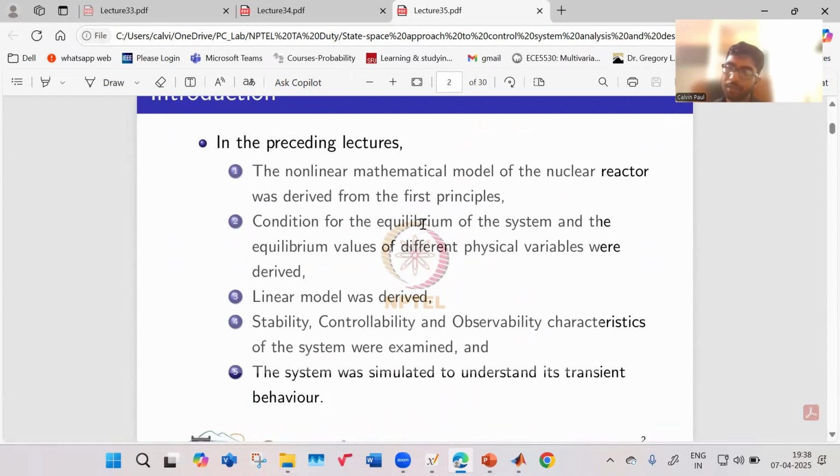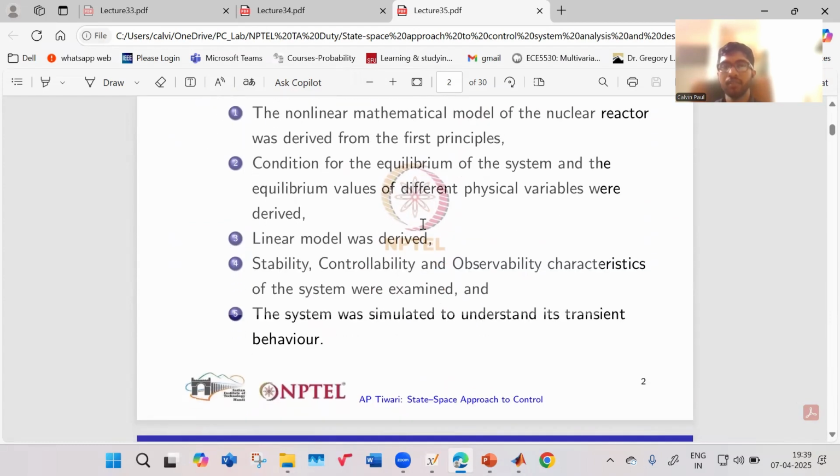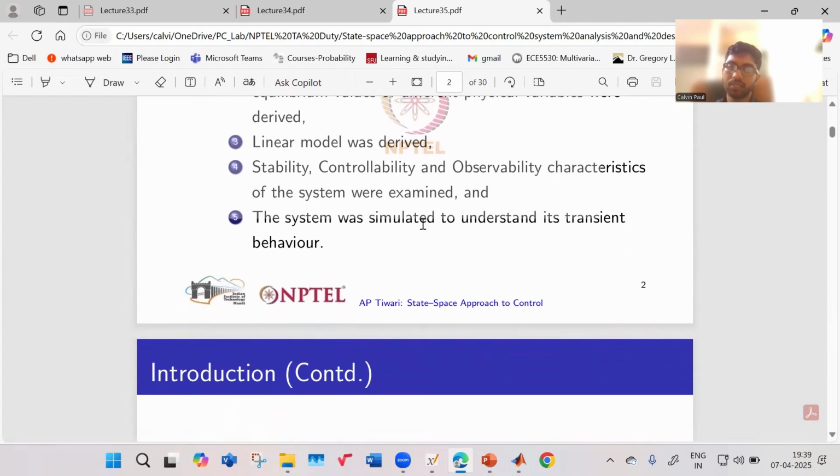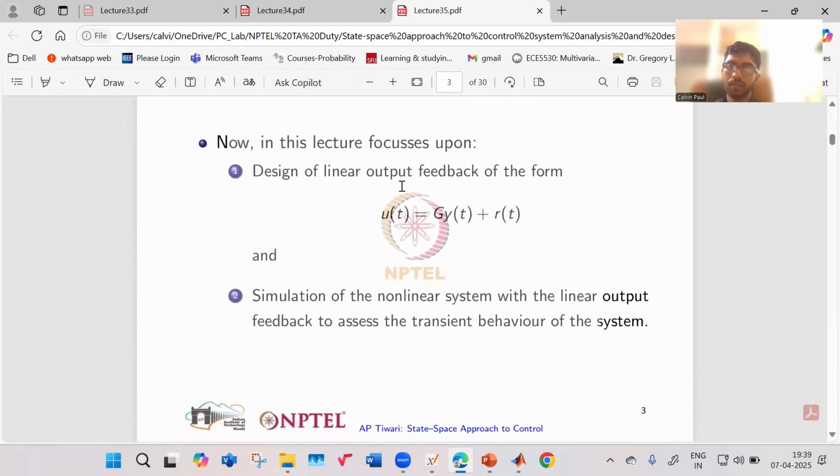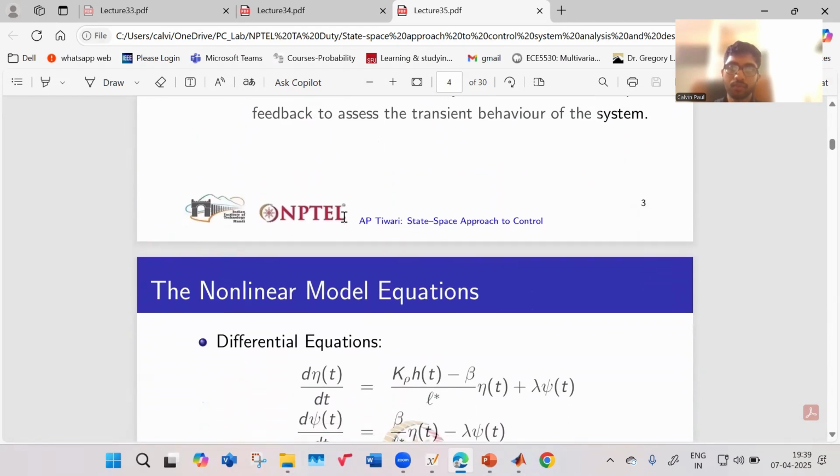So what has happened here is the nonlinear mathematical model of the nuclear reactor was derived from first principles. The first principles are based on the physics of the system, then the condition for the equilibrium of the system, and equilibrium values of different physical variables were derived. The linear model was derived, stability, controllability, and observability characteristics of the system examined, and the system is simulated to understand its transient behavior. Now, we will focus on linear output feedback. We are performing simulation of the nonlinear system with the linear output feedback to assess the transient behavior of the system. So all these are performed.